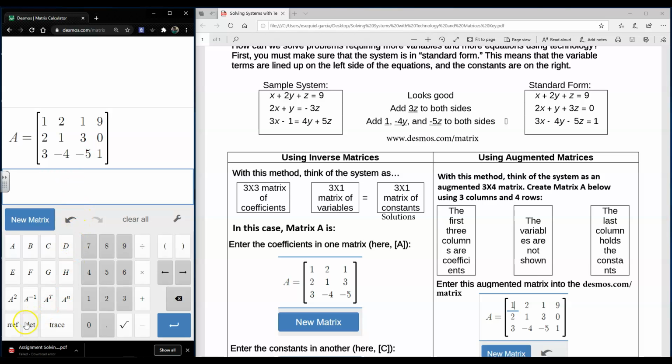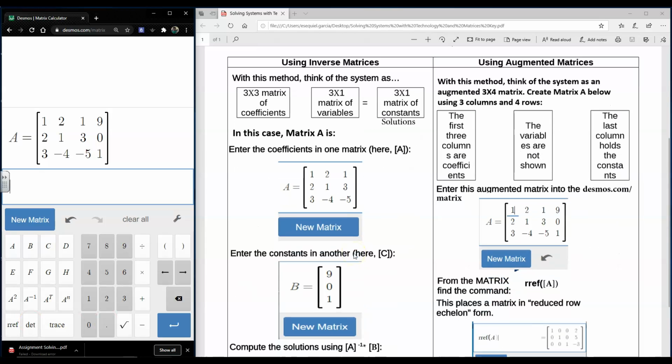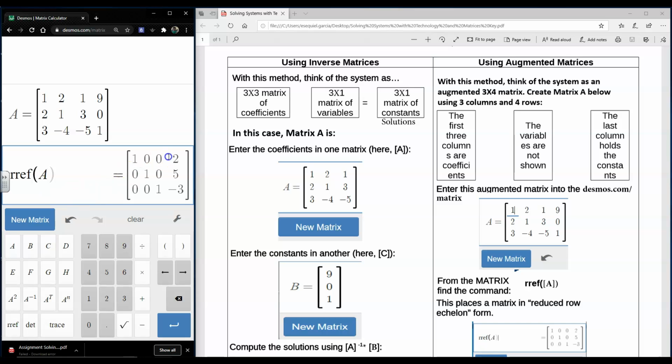So now go to the function which is called RREF, reduced row echelon form. Click on that, and of course it's asking for an input. You're going to input the matrix, and there is the solution. And that's how you solve matrices using either the inverse method or the augmented matrix method.